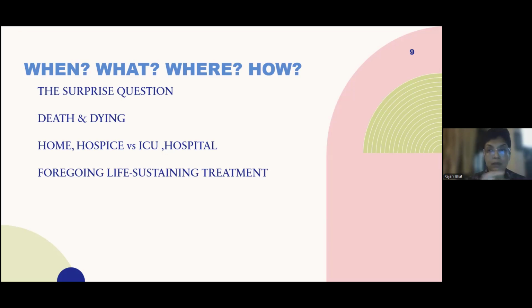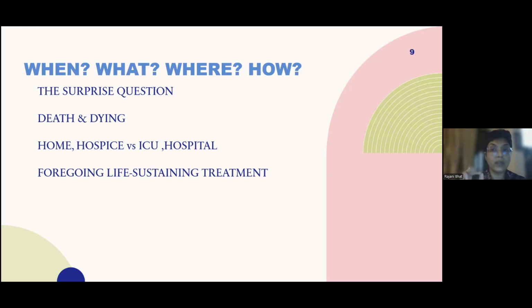Now, if you ask a person who has been seeing this patient for the last 5 years, would you be surprised if this patient were not to make it through for one more year? And the answer is no, I would not be surprised. This patient is at a high risk of death in the next 1 year.